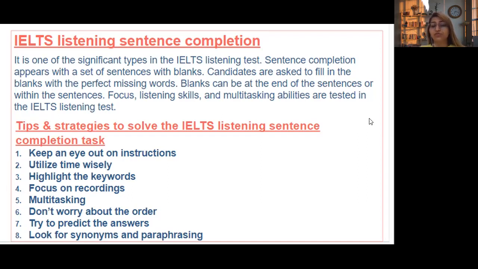Focus on the recording. Do not lose the recording. Be a multitasker here because you have different tasks to do at the same time. Don't worry about the order. Everything will be in sequence here. Try to predict the answer. Prediction of the answer will give you an idea of what your answer is supposed to be. And look for synonyms and paraphrasing because you will get the same meaning here, right?